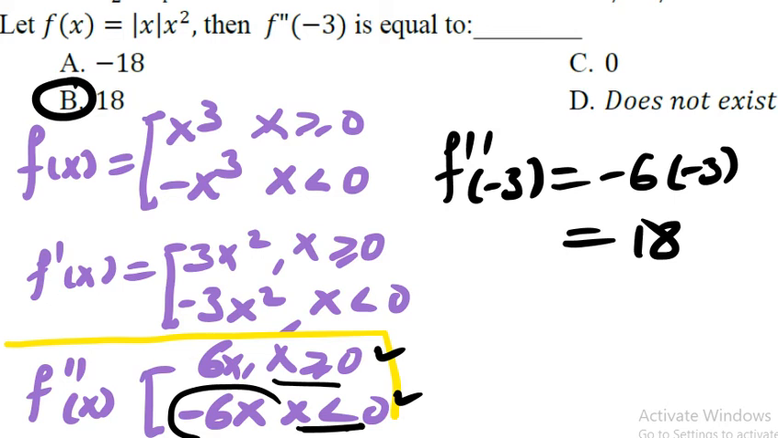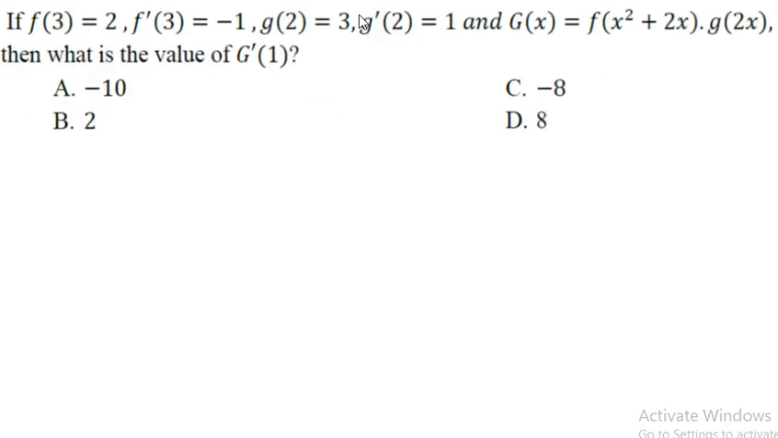Okay, let us continue to the next question. It says, if f of 3 equals 2 and f derivative at 3 is -1, and g of 2 is 3 and g derivative at 2 is 1. These are all given conditions. And the main question is, after that, here it is, capital G of x is equal to this one. And then it asks, what is capital G derivative at 1? We are talking about the capital letter G.